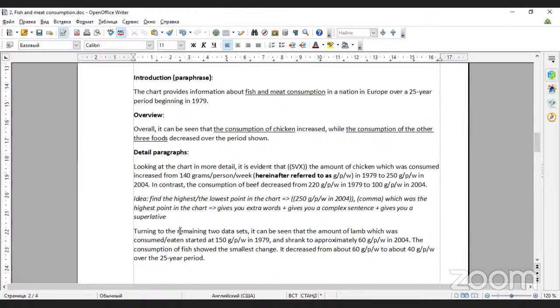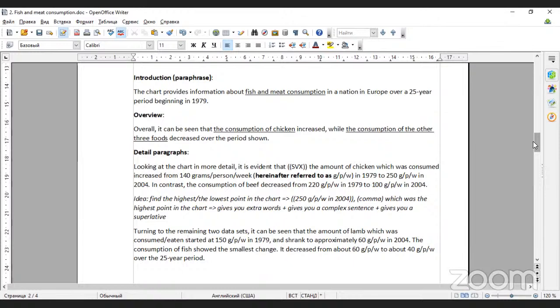Now, turning to the remaining two data sets, it can be seen that the amount of lamb which was consumed, or you could say eaten, started at 150 grams per person per week in 1979 and shrank to approximately 60 grams per person per week in 2004. The consumption of fish showed the smallest change. It increased from about 60 grams per person per week to about 40 grams per person per week over the 25-year period.